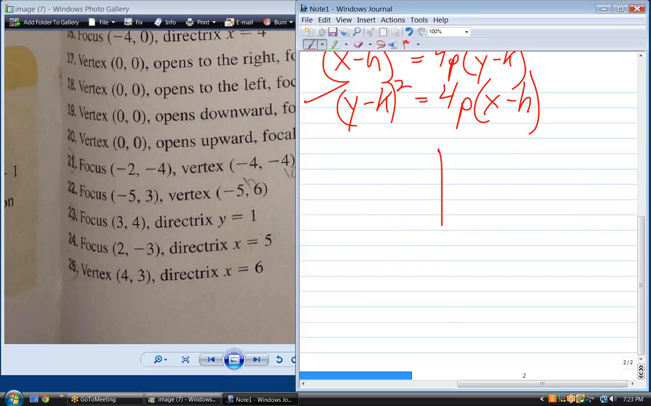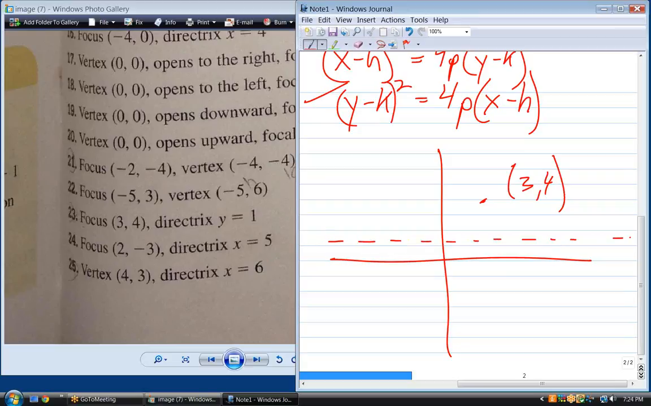So 23 has a focus at 3, 4, and it has a directrix of y equals 1. What kind of parabola are we looking at here? It would open up, and it would be x squared. Where would its vertex be? 2, 4.